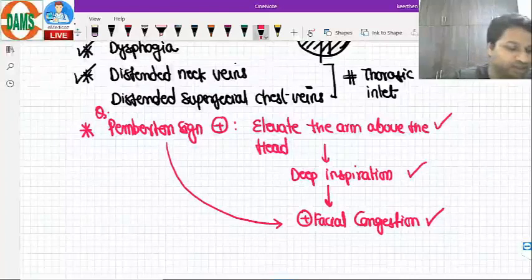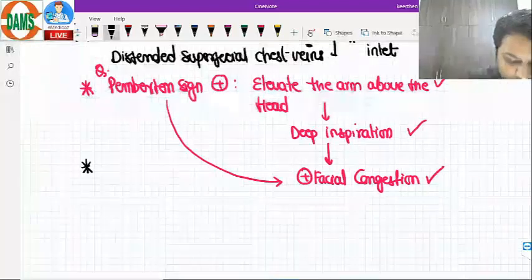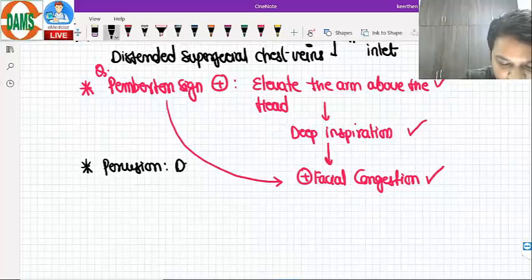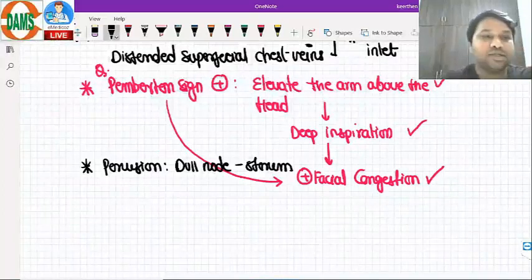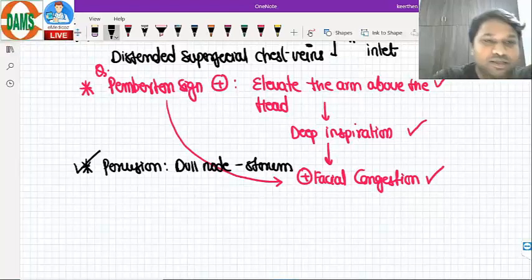Positive Pemberton sign. Another clinical pickup point is on percussion. On percussion, it will be a dull note on the sternum. Normally we expect resonance over the thoracic cavity, but presence of a dull note indicates extension of the gland.